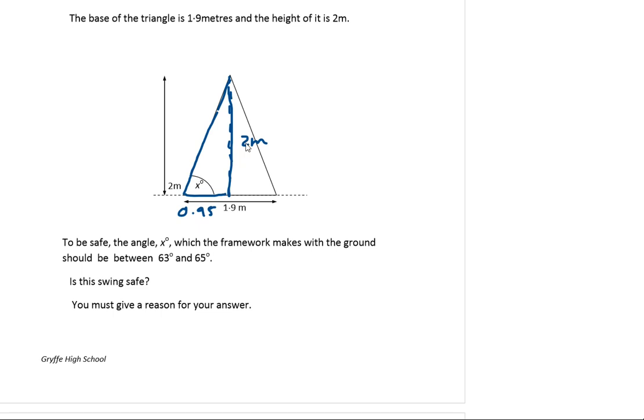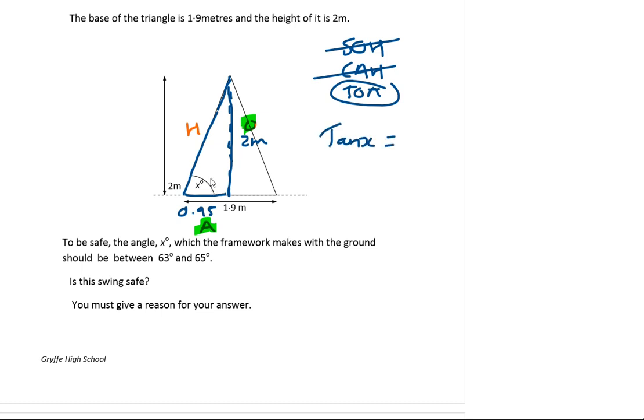So this is going to be the opposite, this is going to be the adjacent, and this is the hypotenuse. So I know the opposite and I know the adjacent. It can't be sine because I don't know the hypotenuse. Can't be cos because I don't know the hypotenuse. It's tan because I know the opposite and I know the adjacent. So I can say tan of x is equal to the opposite over adjacent. So tan of x is equal to 2 divided by 0.95.